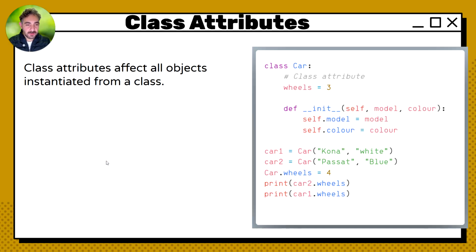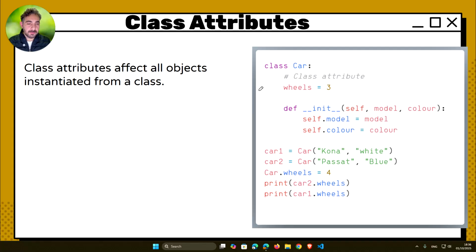Right, so to jump straight in, there's an example I've got for you here. So I have a class of a car, and this is what we call a class attribute. So we can see it says wheels equals 3. So once we've instantiated objects from that class, that blueprint, what we can do is we can access its attributes, and when we refer to wheels, it will be 3.